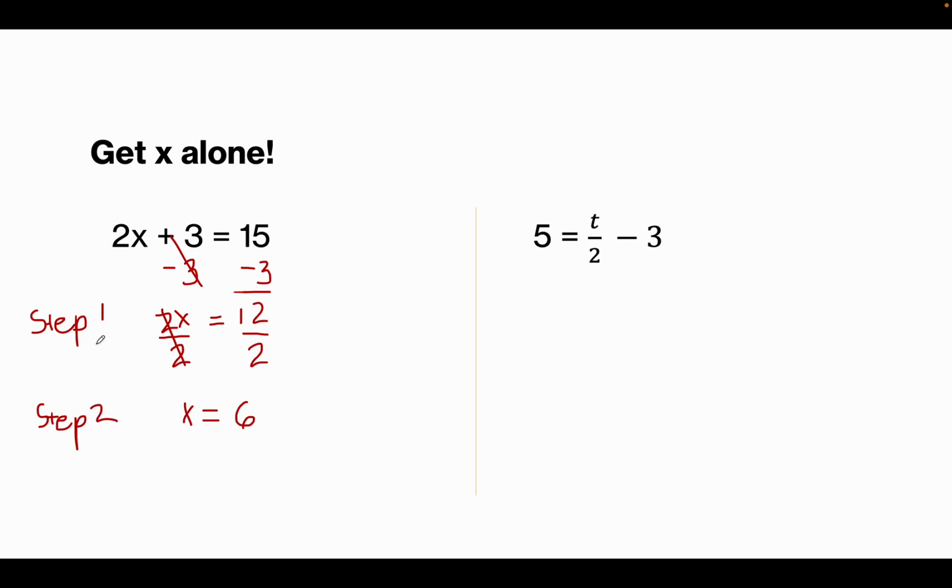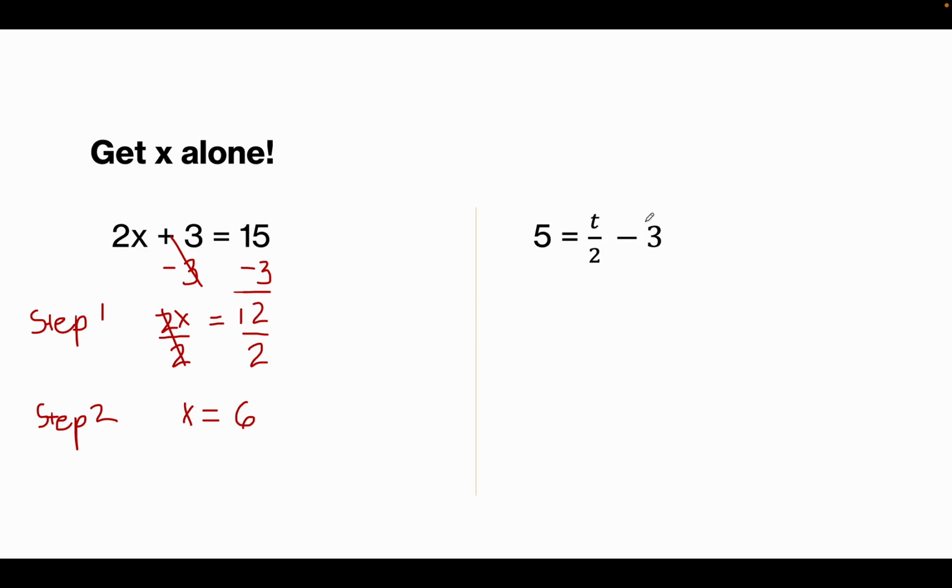Like so. All right, I'm not going to write the step 1 and step 2 anymore. You get the idea? There are 2 steps involved in each of these. So in this case, we have 5 equals t over 2 minus 3. Does it matter if the letter is on this side of the equation versus that side of the equation? Not really. It's the same. We just flip things around. T over 2 minus 3.